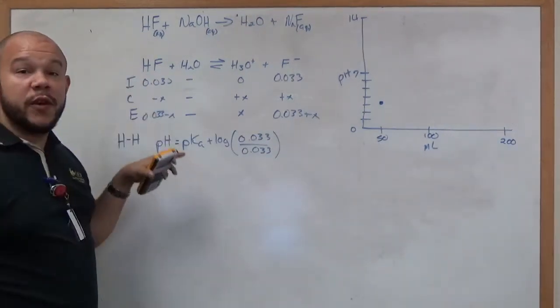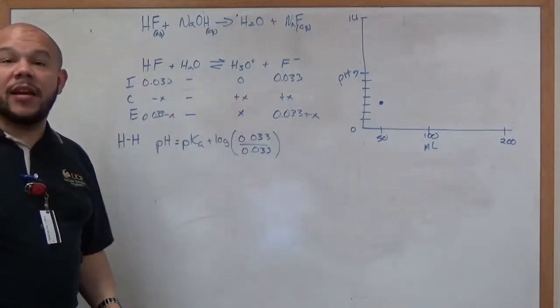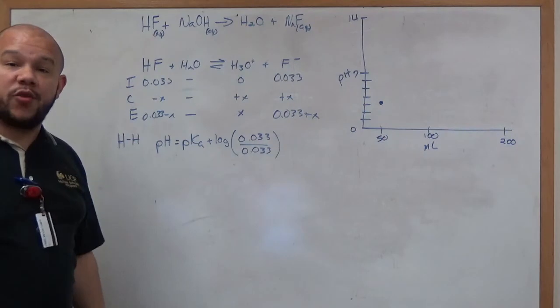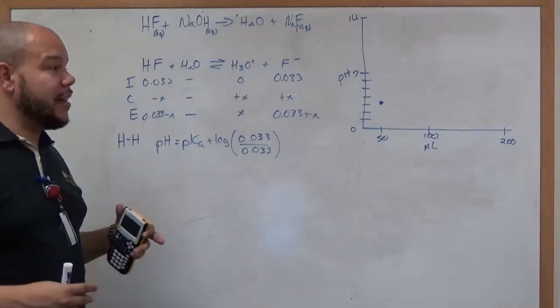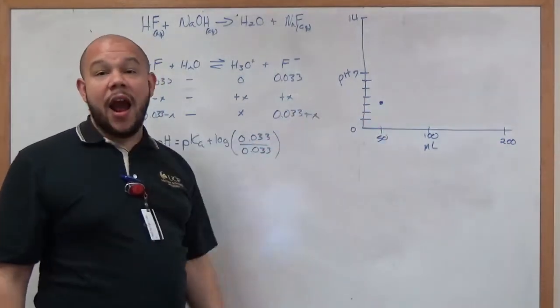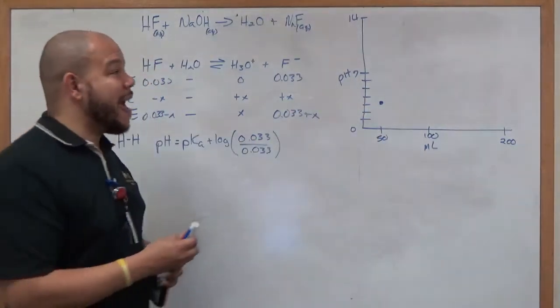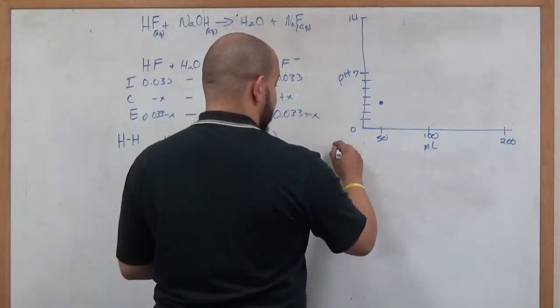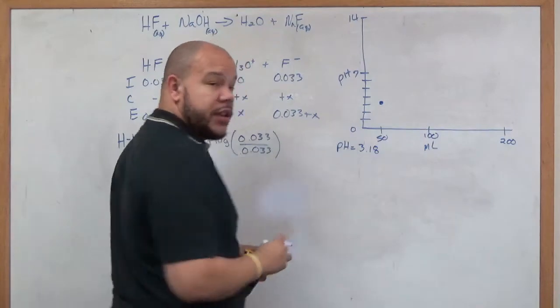What you saw in the first video is me using an ice table, set up using Ka, solving for H3O plus. Now, one thing that I had not done at that point is I had not placed our point on the graph, and so I've done so. From that method, we saw a pH that was equal to roughly about 3.18 or 3.2.